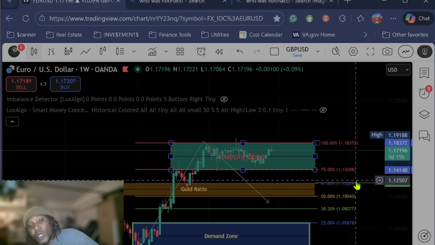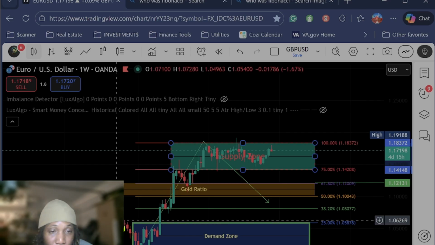I personally, depending on the day, will sell down to the 50% and buy up to the 100%. And if it breaks above the supply zone, then I look for a retracement and then I jump back in for the buy and continue my buys and stuff like that. That's how I would trade.